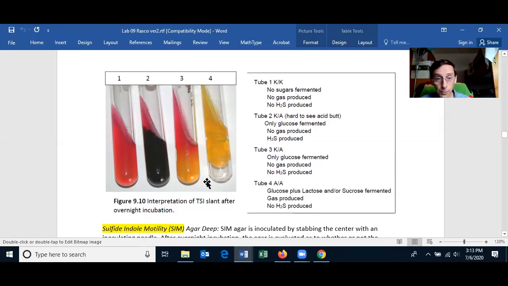This tube shows hydrogen sulfide production because it's black, and wherever it's black, it's yellow underneath. So in the butt, it is yellow, and that means glucose is fermented. Glucose in these tubes is at a very low concentration, 10 times less than the other sugars. So if glucose is fermented on the slant, the glucose will be used up.